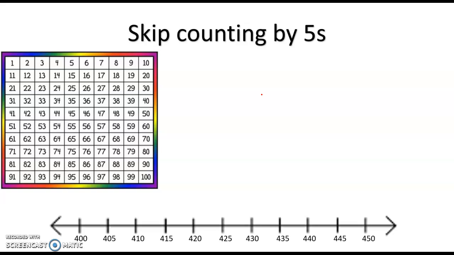So you all know how to skip count by fives. 5, 10, 15, 20, 25, 30. We can skip count by fives from any number. So say we started at 400. 400, 405, 410, 415, 420, 425, 430. Do you notice any patterns?